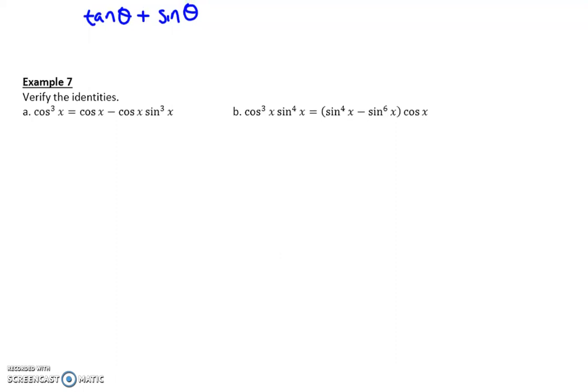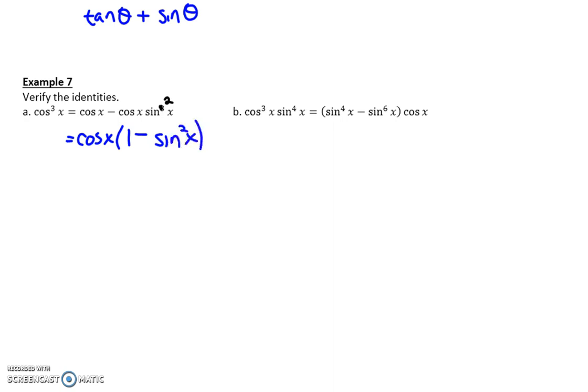And there is a typo on this one as well. That sine cubed should actually be squared. Not sure how that happened. All right, so to me it looks like the right-hand side is a little bit more complex, so we're going to work on that side first. All right, so the first thing I'm going to do is factor out a cosine. And then cosine of x divided by cosine of x is just 1. And then negative cosine of x times sine squared of x divided by cosine of x is sine squared of x. Oh, that looks nice.